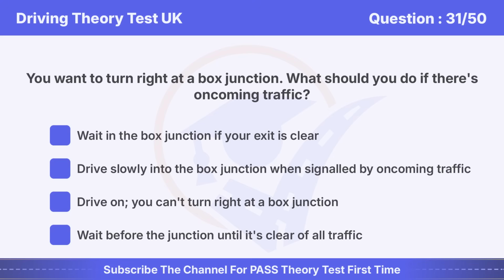Question 31. You want to turn right at a box junction. What should you do if there's oncoming traffic? Option A. Wait in the box junction if your exit is clear. B. Drive slowly into the box junction when signaled by oncoming traffic. C. Drive on. You can't turn right at a box junction. D. Wait before the junction until it's clear of all traffic.